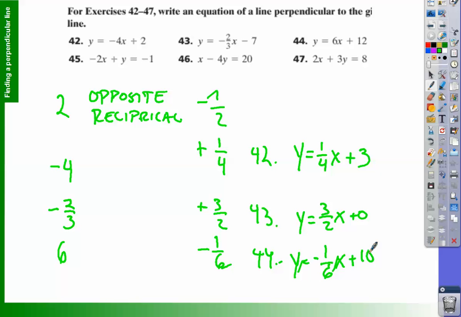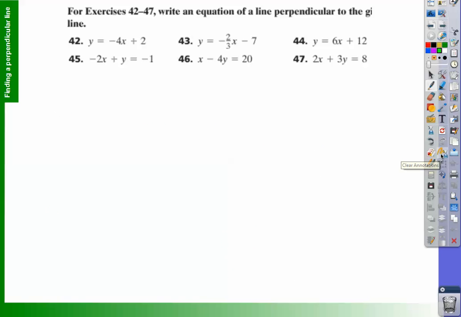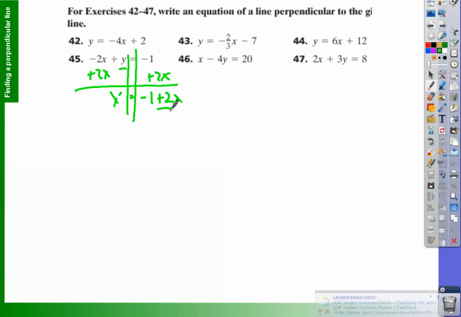How about 45? Now this gets a little bit more difficult when we're looking at standard form equations, because we have to convert the standard form equation into slope-intercept form. To do that, we have to get the y by itself. So I'm going to add 2x to both sides. So we have y equals negative 1 plus 2x. The slope here is positive 2, which means that an opposite reciprocal would be negative 1/2. So y equals negative 1/2 x plus anything, or minus anything. How about minus 4?